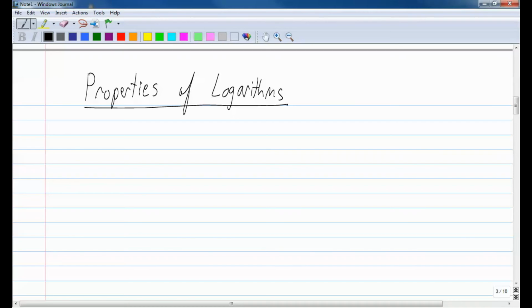Let's take a look at some of the other properties of logarithms. Some of the reasons why logarithms, when dealing with real-world problems, are useful, I guess, is the way that the logarithm can be manipulated or changed. Okay? One of the rules we can use is called the product rule.